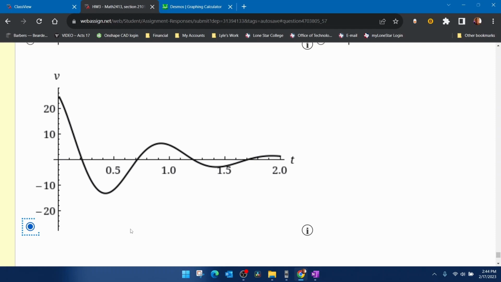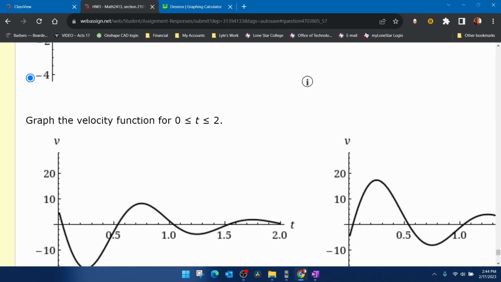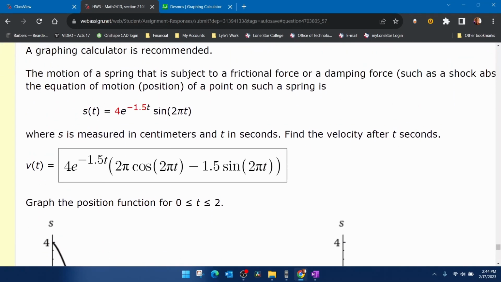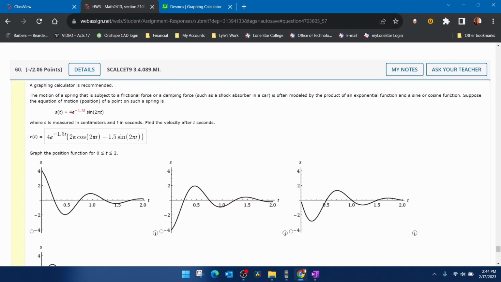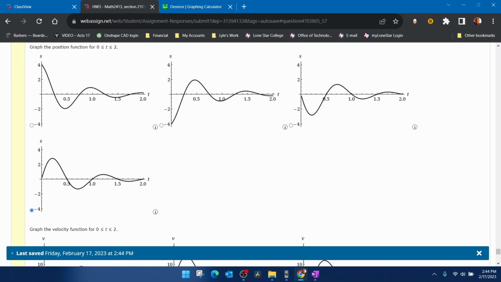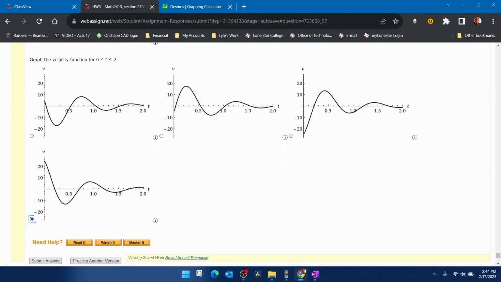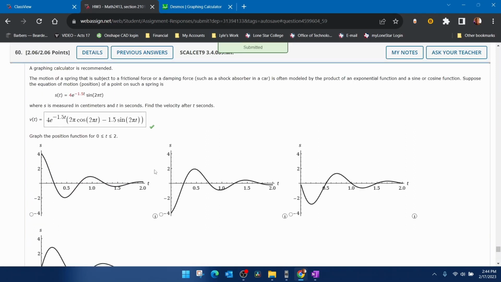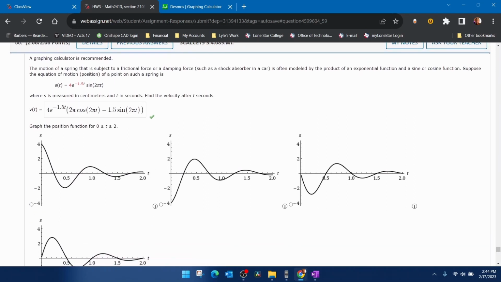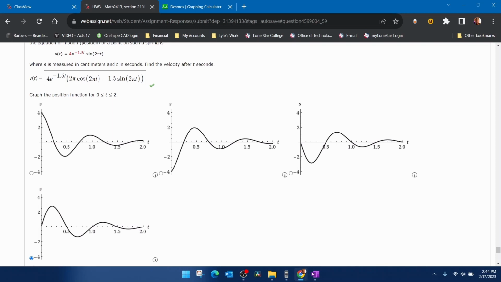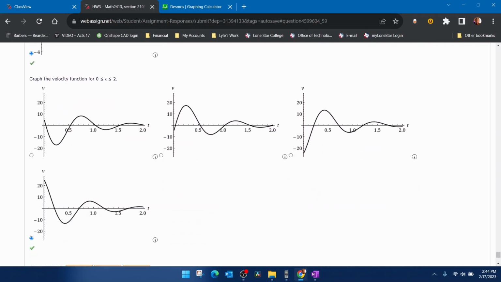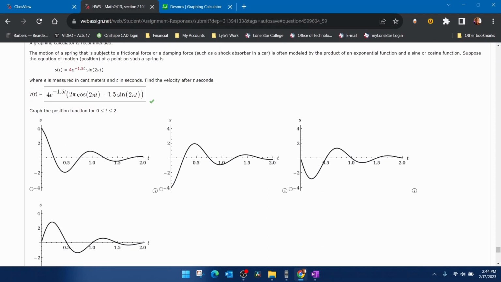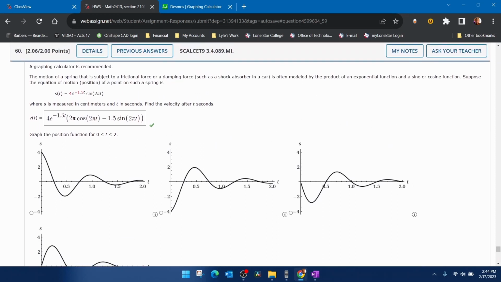Let's check that. And then the only thing that I'm really concerned about getting wrong here is this velocity function. Whew, okay, so let's click submit and see how we did. And it counted it right. Awesome. All right. So that's going to do it for this particular problem.